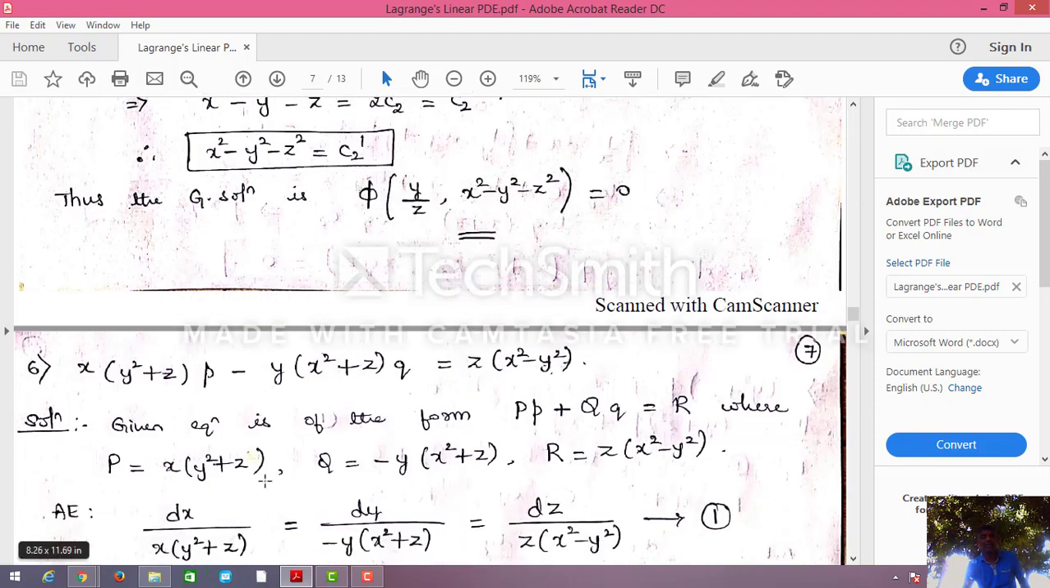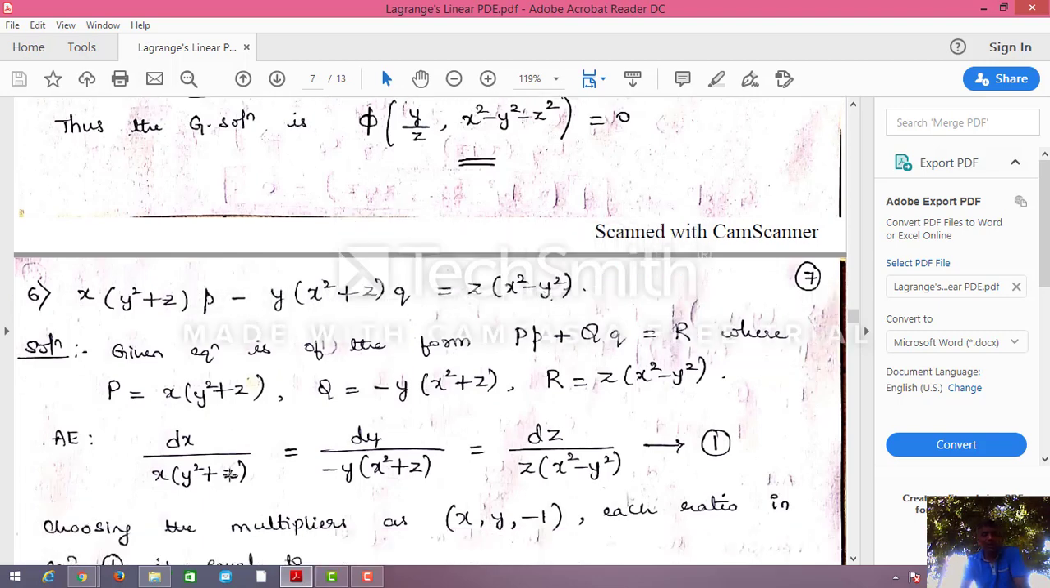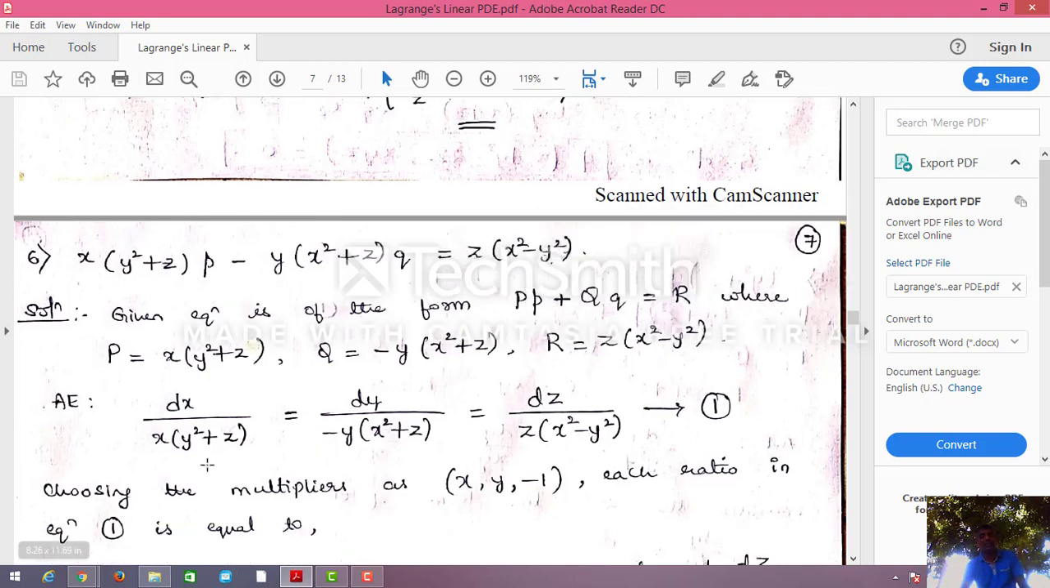I have written capital P, capital Q, capital R. Now dx by P, dy by Q, dz by R. It is not possible to apply the direct variable separable method, so we choose multipliers. How do we choose them? Here x is there, y is there, and z is there. So I choose the multipliers such that the first term is multiplied with x, the second term with y, and the third term with minus 1.